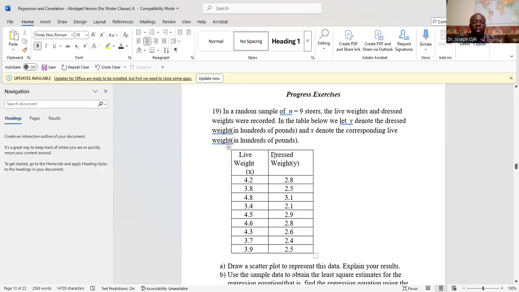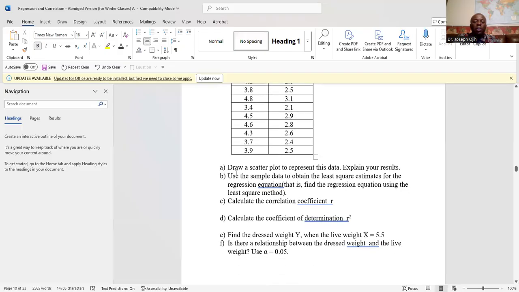This is the dressed weight here, Y. These are in hundreds of pounds. And X denotes the corresponding live weight. So 4.2 means 420 pounds, 3.8 means 380 pounds, and so on. First, it says, draw a scatter plot to represent this data. Explain your results.